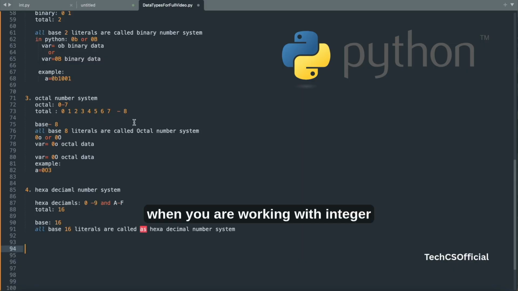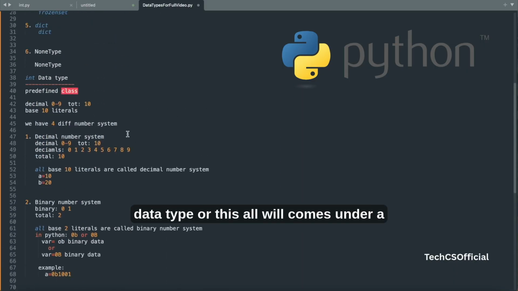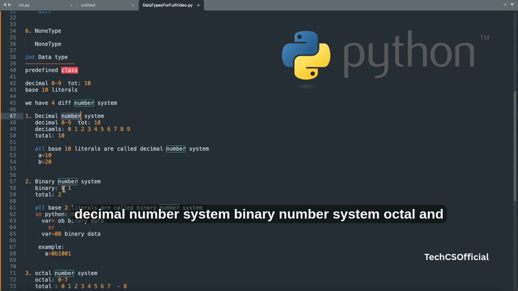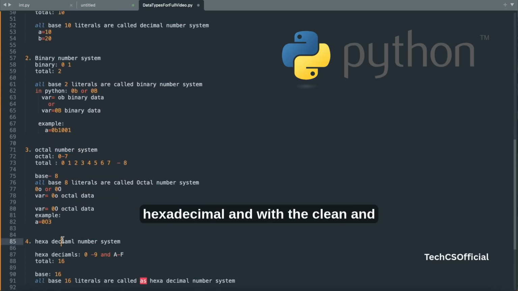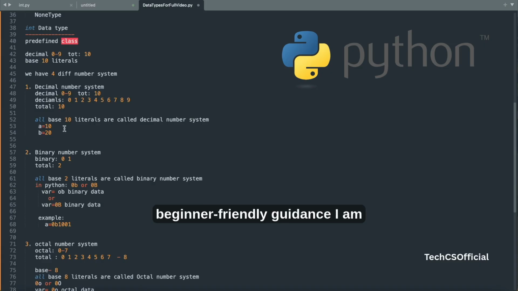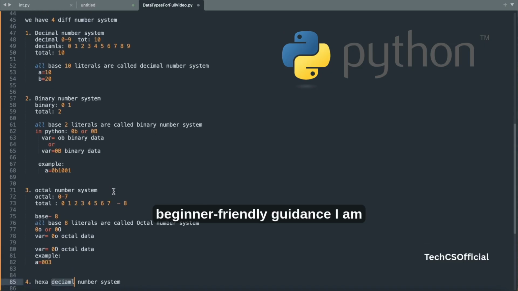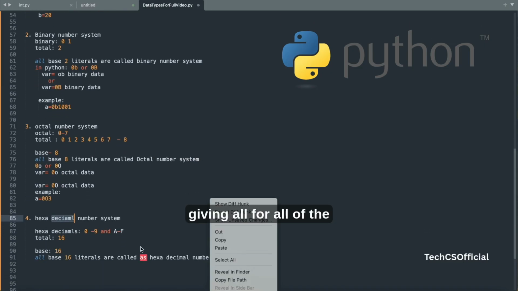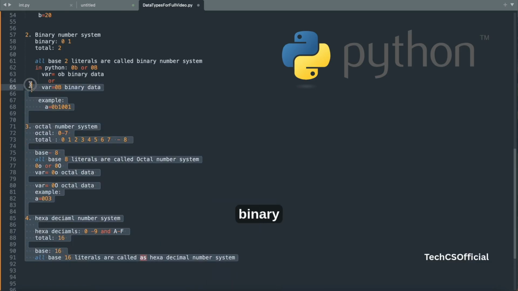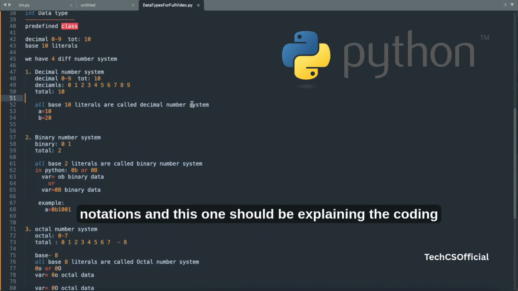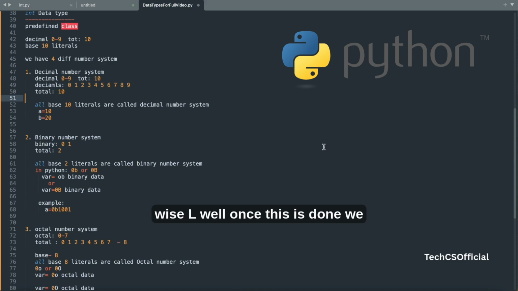So when you are working with the integer data type, this all comes under the decimal number system, binary number system, octal and hexadecimal. With clean and beginner-friendly guidance, I am covering all of the binary notations, and this I will also explain coding-wise. Once this is done, we will go through the coding. Okay, this is the number system which we'll have.